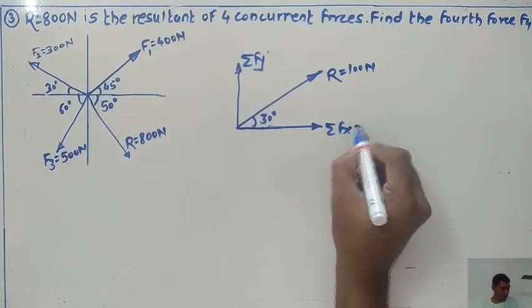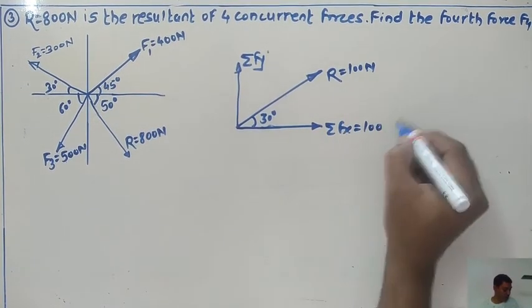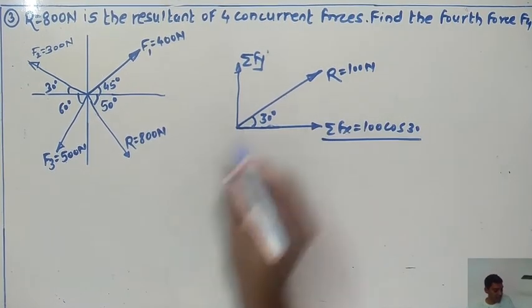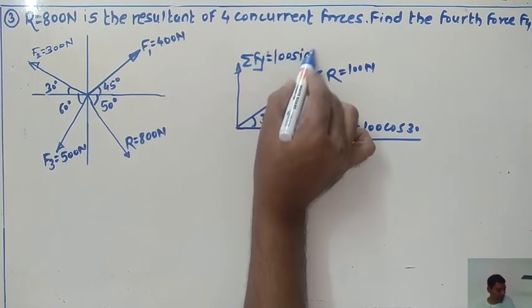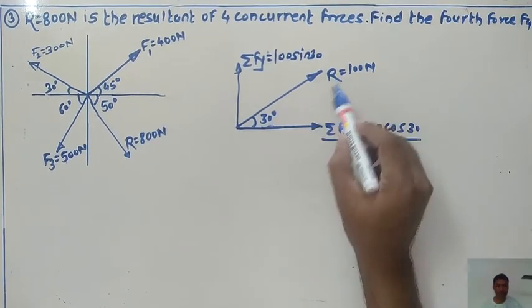So after calculation, if you see here 100 Newton, what's about the horizontal component of this one? This is nothing but the summation of all the horizontal forces. And this indicates the summation of all the vertical forces. And the resultant of the same with us is 100 Newton.